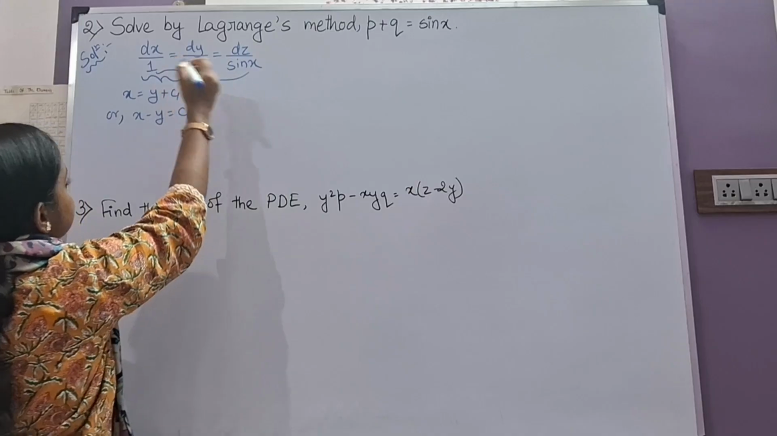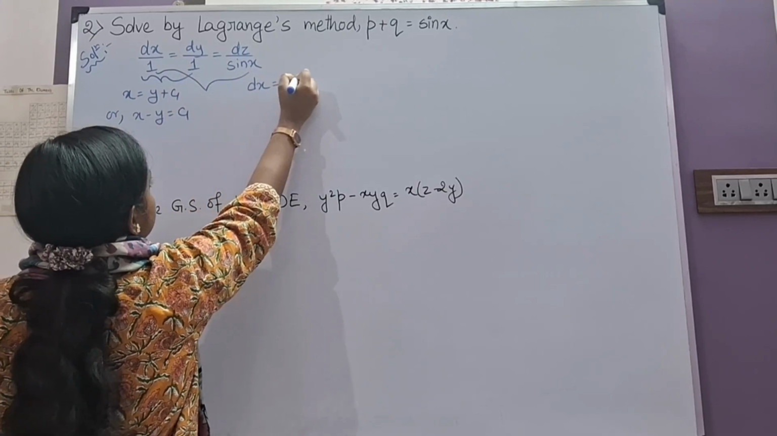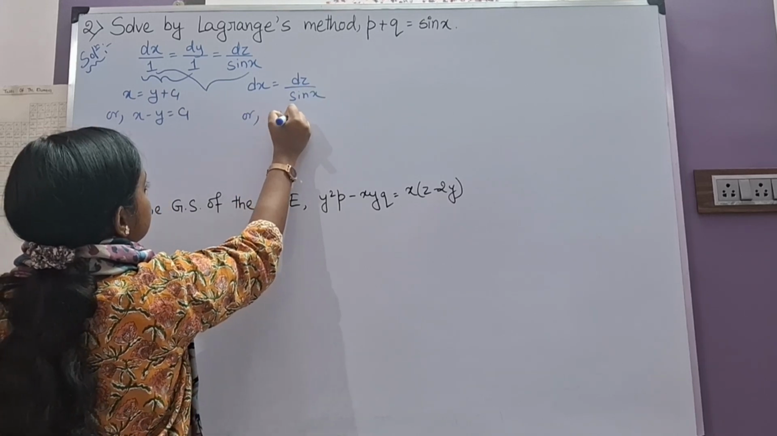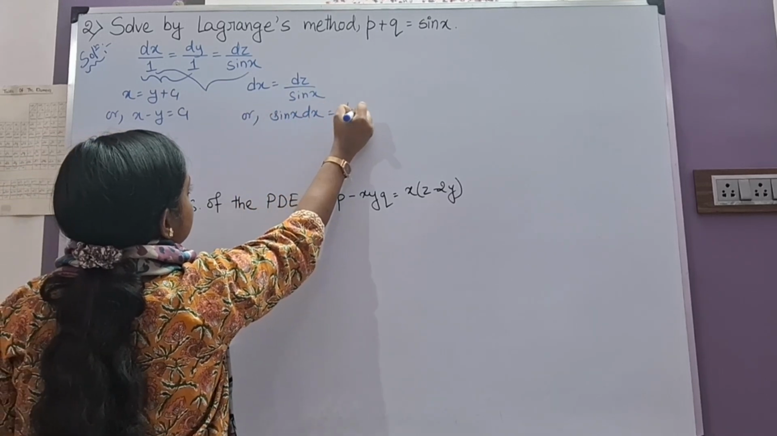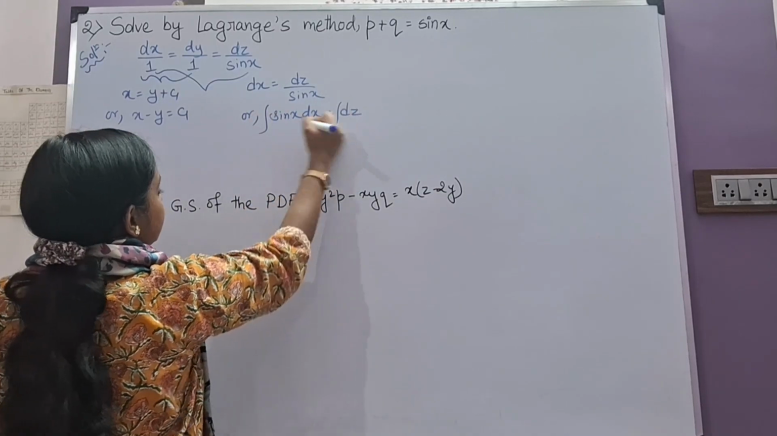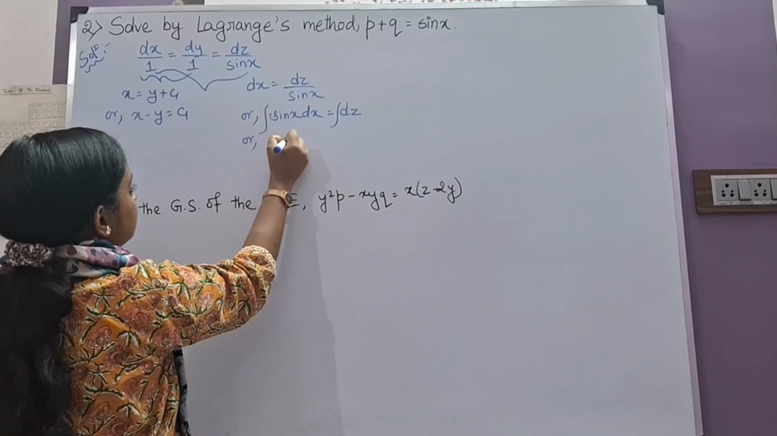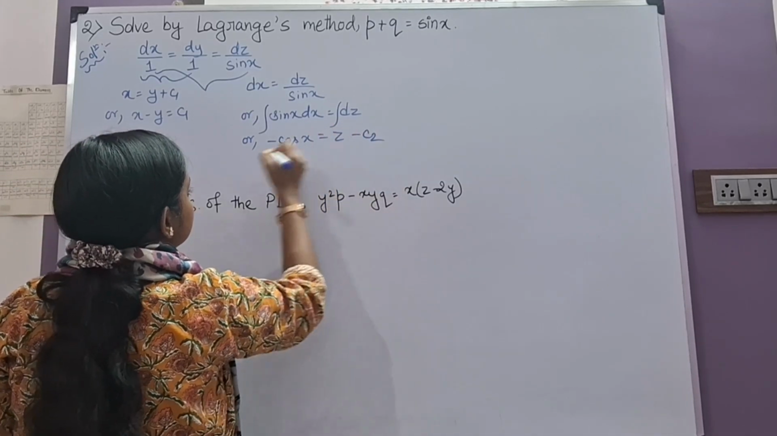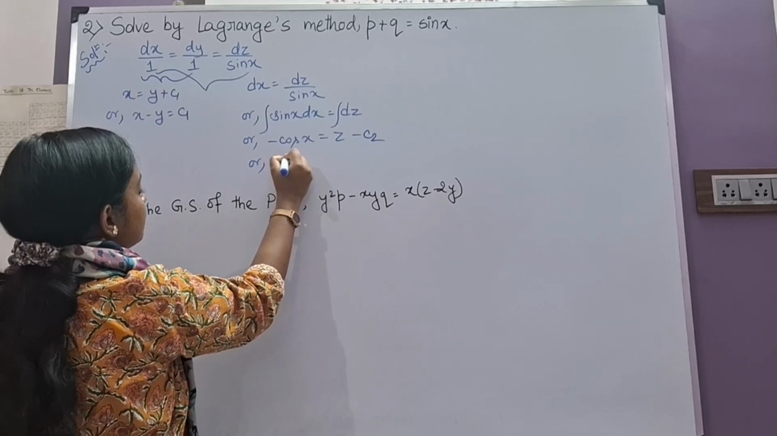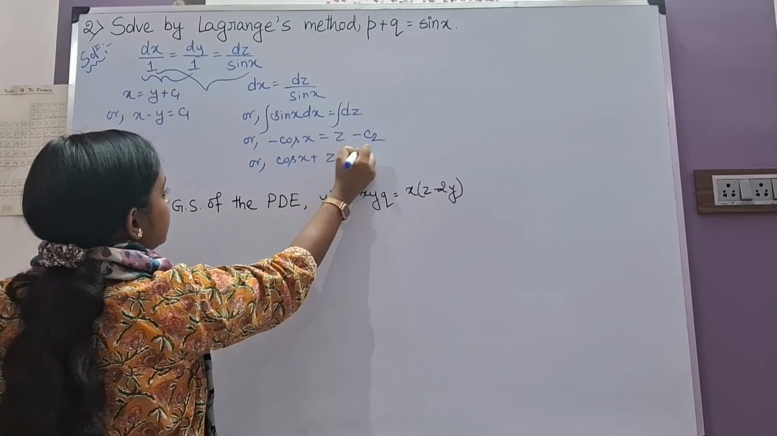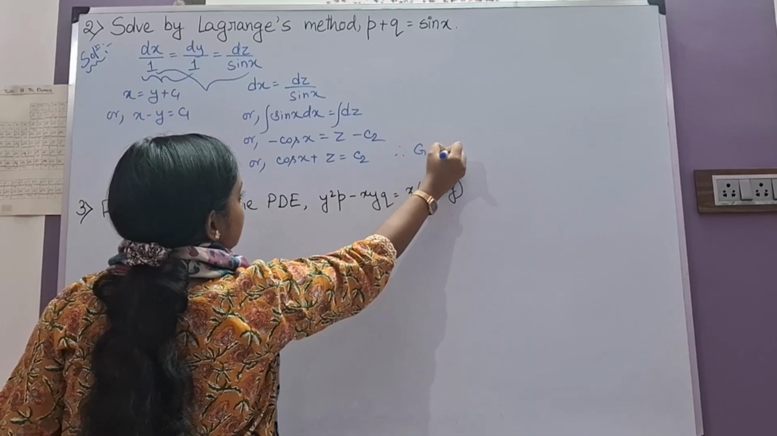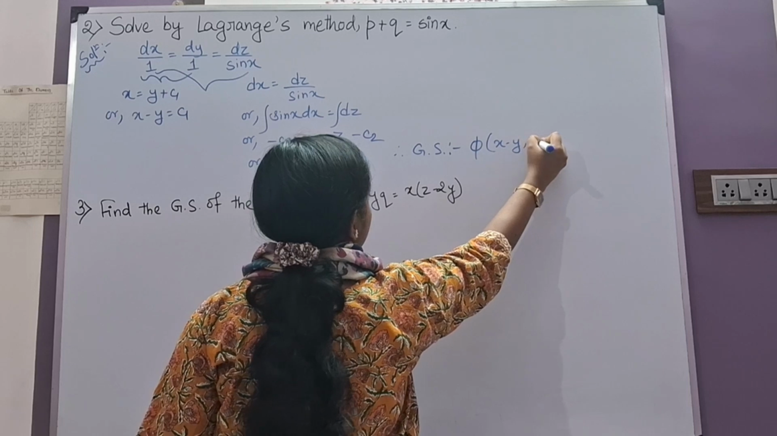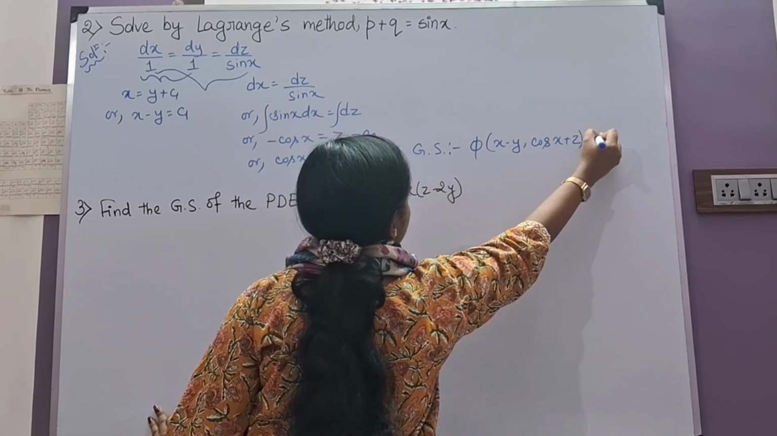And we are going to choose first and third ratio. So dx equal to dz by sin x or sin x dx equal to dz. Now we are going to integrate it, or minus cos x equal to z minus c2, or cos x plus z equal to c2. So the general solution is phi of x minus y comma cos x plus z equal to 0.